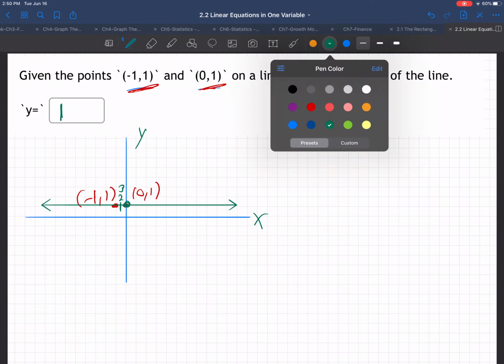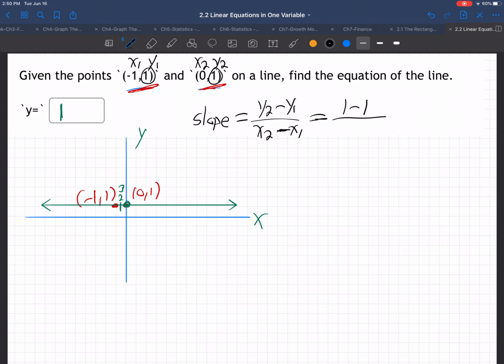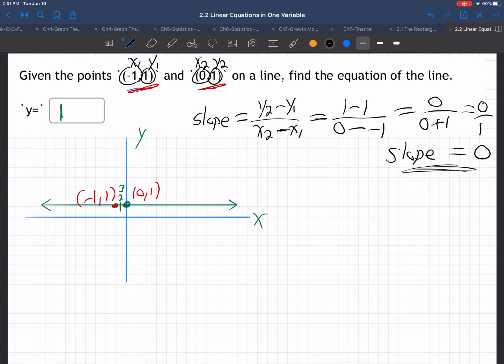Now, we could go through, let me show you. You might wonder, well, you didn't do the slope or anything. I'll go through those formalities and show you we get the same answer. Remember the slope calculation? y2 minus y1 over x2 minus x1. This is x1, y1, x2, y2. So y2 minus y1, 1 minus 1, over x2, 0, minus x1, negative 1, is 0 over 0 plus 1. It's 0 over 1, which is just 0, right? 0 on the top of a fraction is just 0, so the slope is 0.